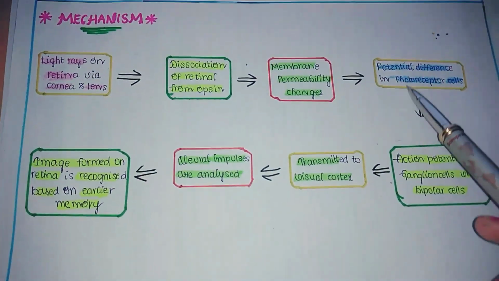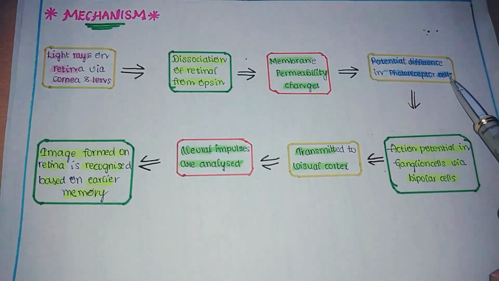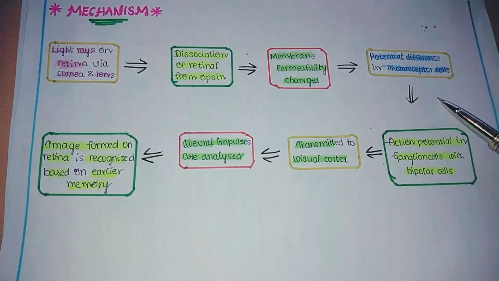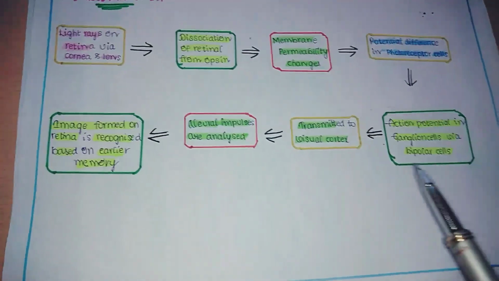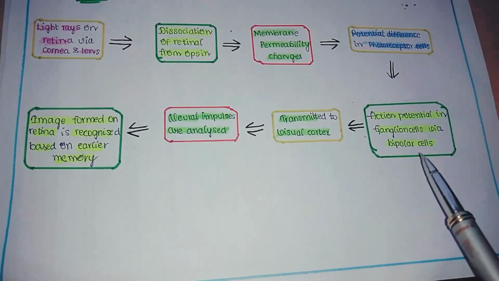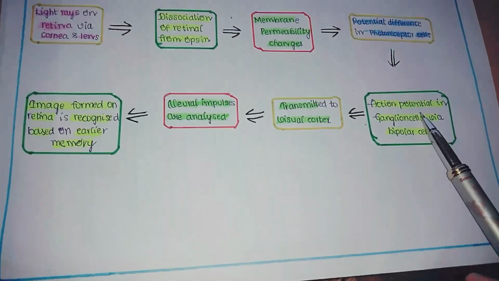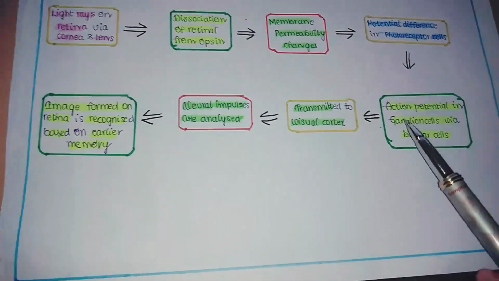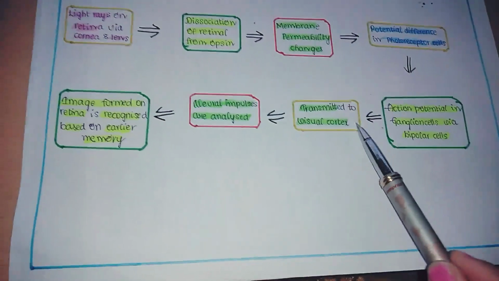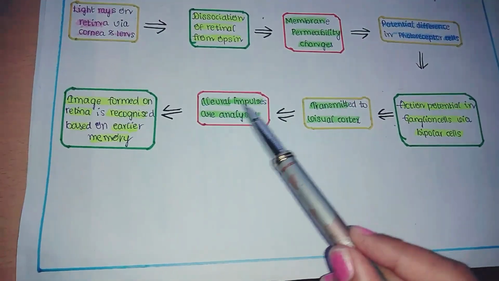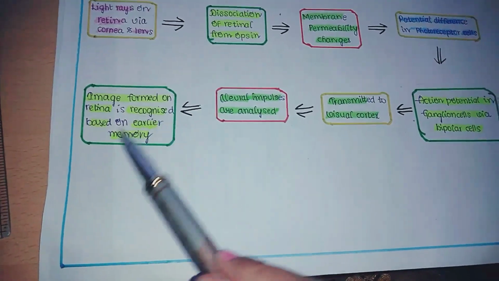Photoreceptor cells are a kind of neuron. These are bipolar neurons present on the retina of the human eye. A signal is generated that is transmitted to ganglion cells through bipolar cells. The signal is transmitted from photoreceptor cells to bipolar and then to ganglion cells. This signal produces action potential in ganglion cells. This action potential is transmitted to the visual cortex area of the brain by the optic nerve, where neural impulses are analyzed. An image formed on the retina is recognized based on earlier memory.